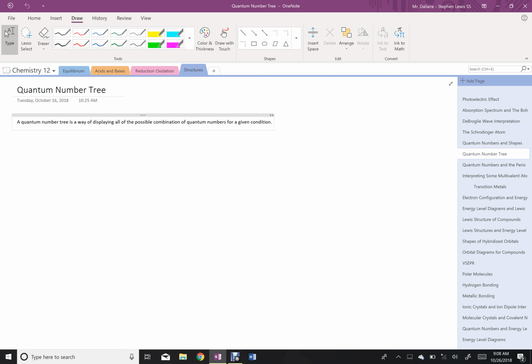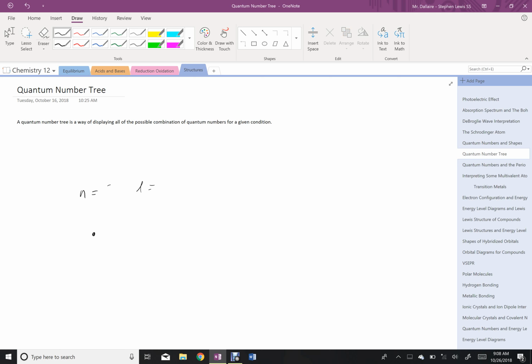A quantum number tree is just a way of displaying all of the possible quantum numbers associated with typically a principal quantum number, like the n equals 3 level, just to show how many different electrons should be able to fit into orbitals of that size. The idea here is that we're going to make a tree where we start with just one possibility, and then we split based on the number of possibilities available at each subsequent level.